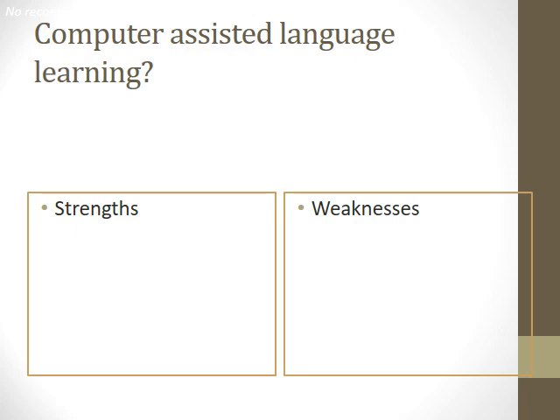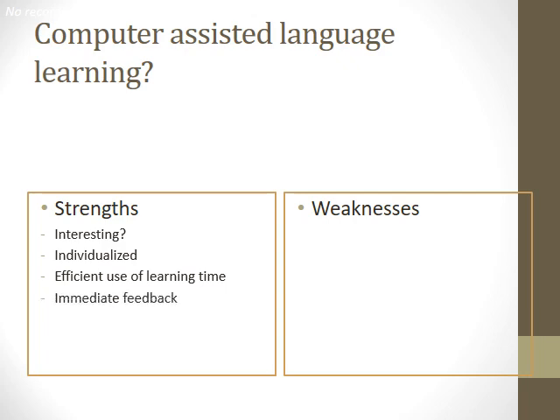So when we think of CALL, computer-assisted language learning, some of the strengths are that it can make learning more interesting. We can differentiate more. It's more individualized. It can be an efficient use of learning time, especially if we do a flipped classroom. We can give students more immediate feedback. We can better analyze errors so we can understand how to support instruction better. And it can equalize things.